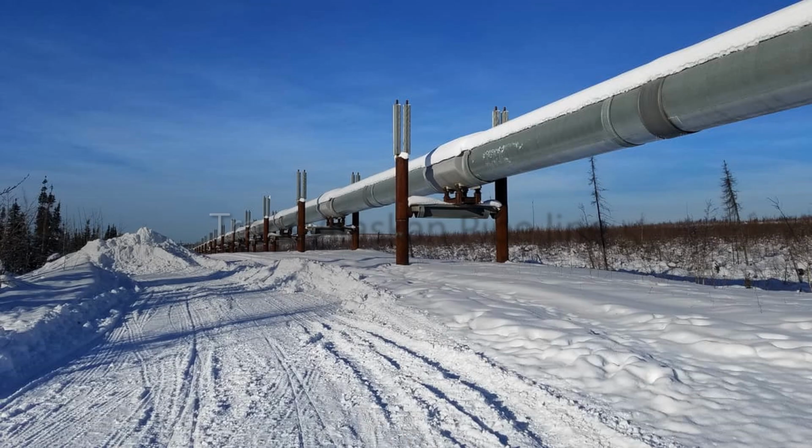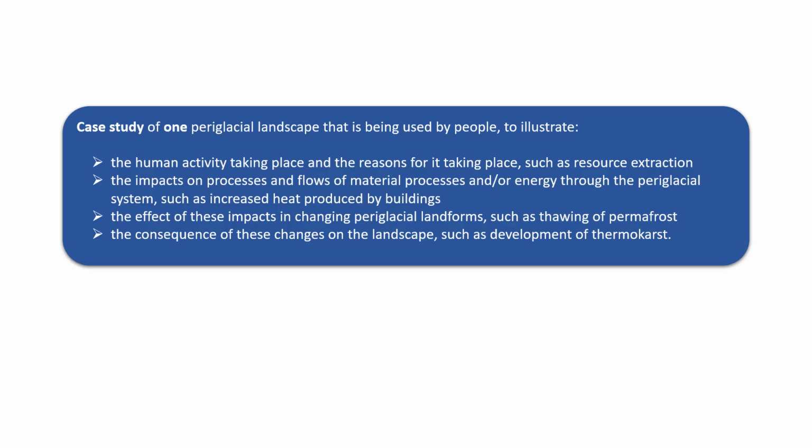Today we're going to be thinking a little bit about human activity in a periglacial landscape, and we're going to be focusing on the Trans-Alaskan Pipeline. It fits into this part of the specification, which is a case study of one periglacial landscape that's used by people to illustrate the human activity taking place and why it's taking place, the impact on processes and flows of materials, the effect that has on the periglacial landforms, and the consequences of those on the landscape.